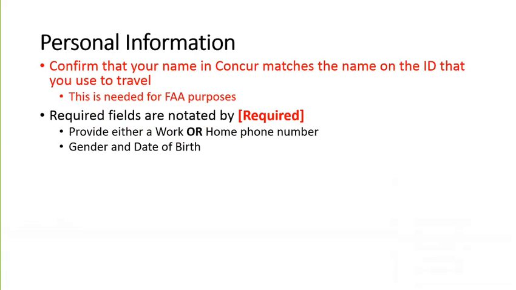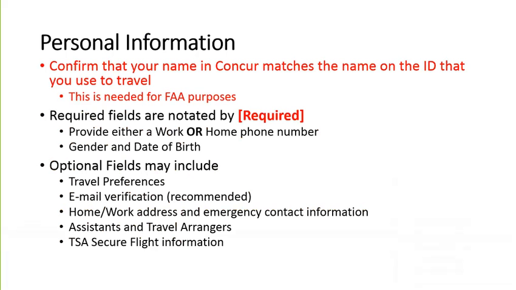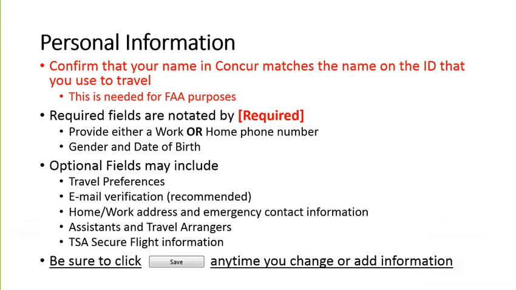All required fields are notated by required in red. You'll need to provide either a work or home phone number, and gender and date of birth. There are also optional fields, and they may include travel preferences, email verification, which is recommended, home and work address, emergency contact information, assistance and travel arrangers, and TSA Secure Flight information. And be sure to click Save anytime you change or add any information.